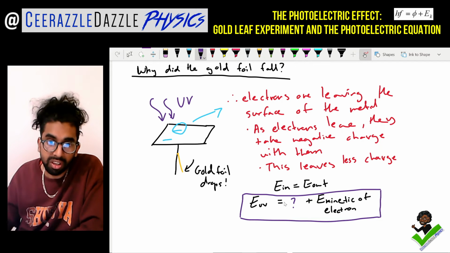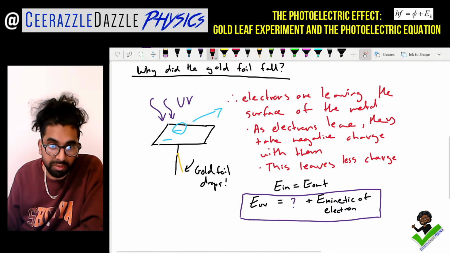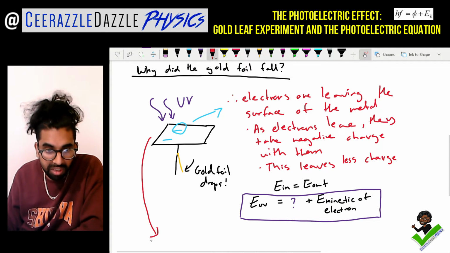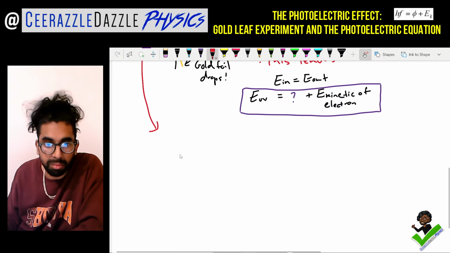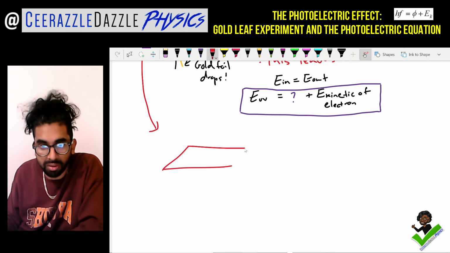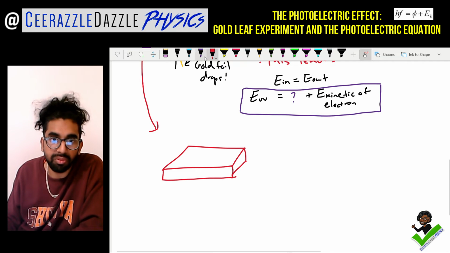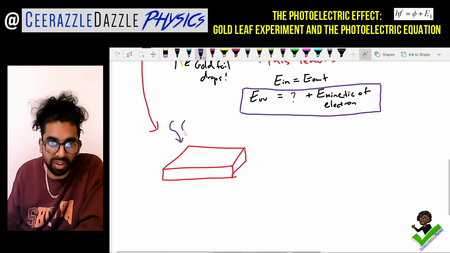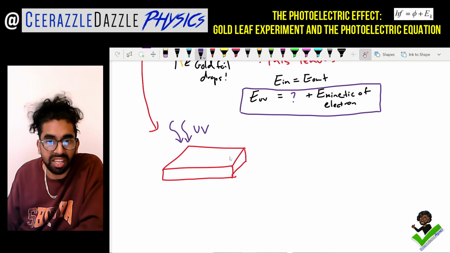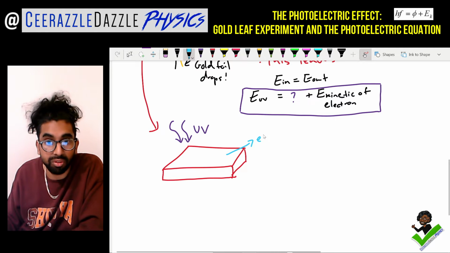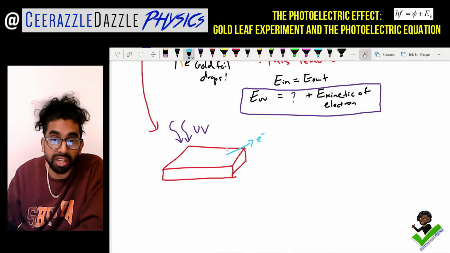So we're going to look at this diagram in a bit more depth. Let's have a zoomed in view of it. Let's say we've got our metal plate like this. So here's our metal plate. We've got the UV light coming into it right now. And we know that electrons are being liberated from the surface. So electrons, so e minus is going to stand for electron.